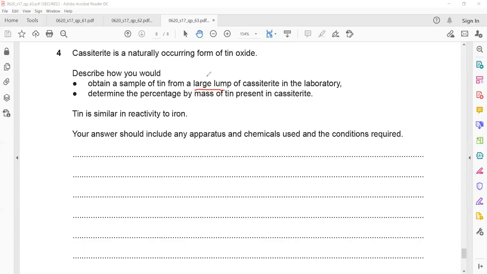First, they give you a hint in the question, that large lumps are there. When you have large lumps, the first thing you should do is reduce the size. And how can you reduce the size? By the apparatus which you will use, so we will crush the lumps by mortar and pestle.